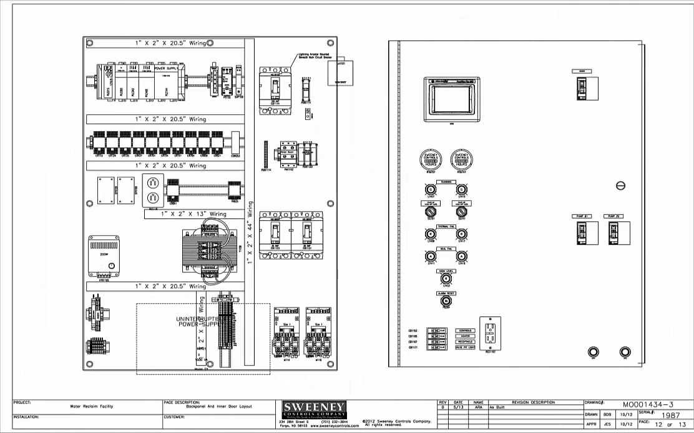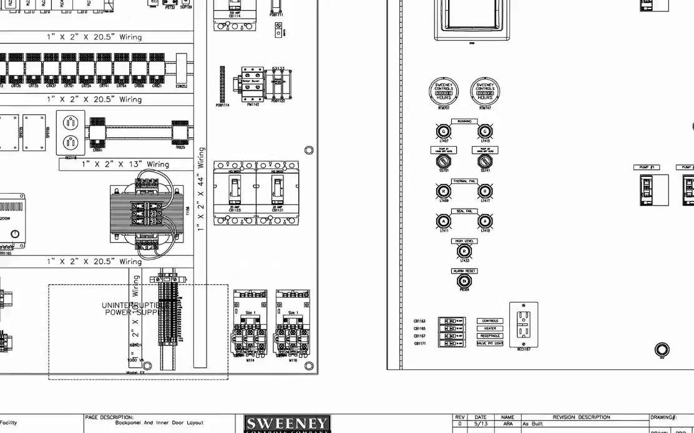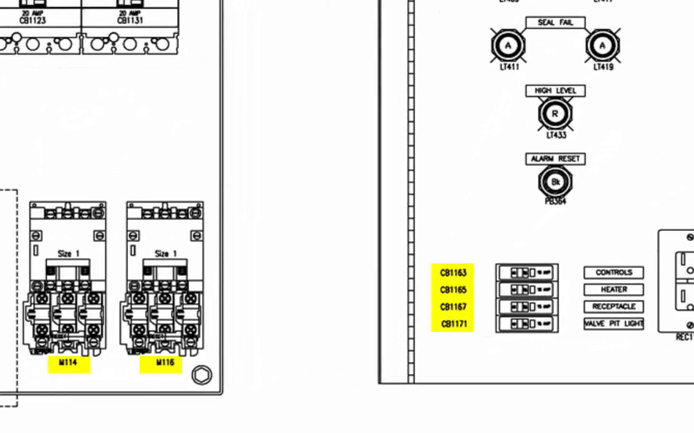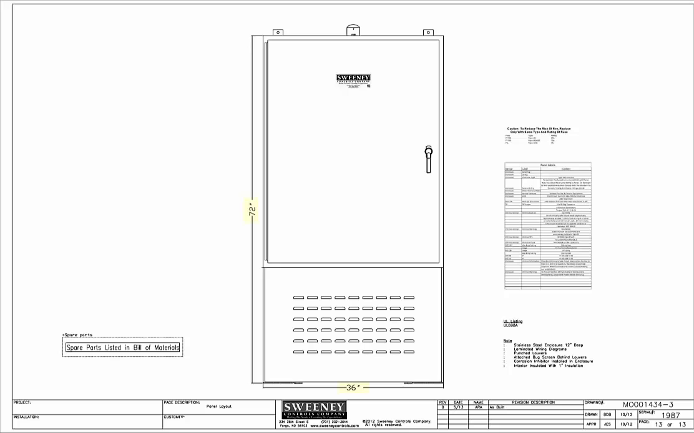Let's look toward the end of the drawing package and find the back panel layout. This drawing shows the actual mounting location of every major component in the control panel. You'll notice that the equipment numbers are also shown on this drawing so you can cross-reference back to the control schematic to see how it's wired up. If you're looking for the physical size of the panel, you'll find it here.